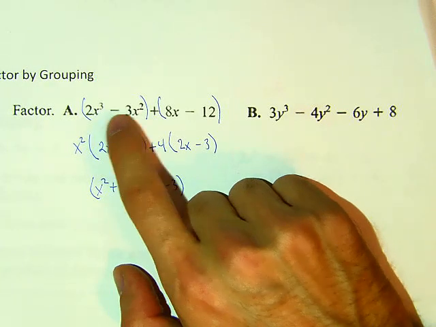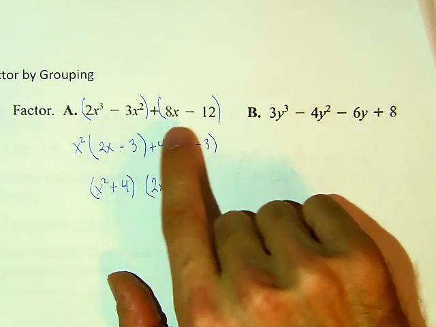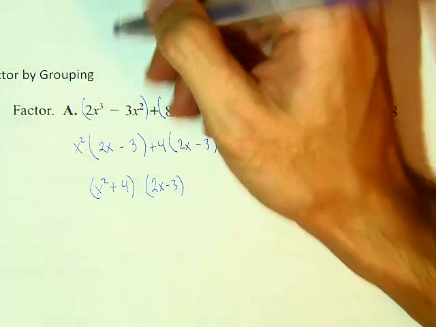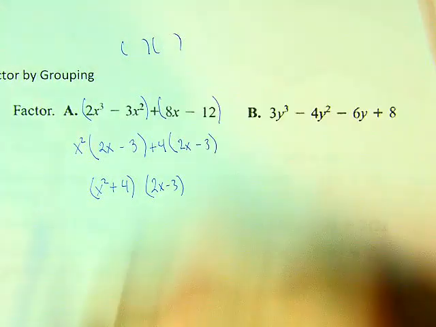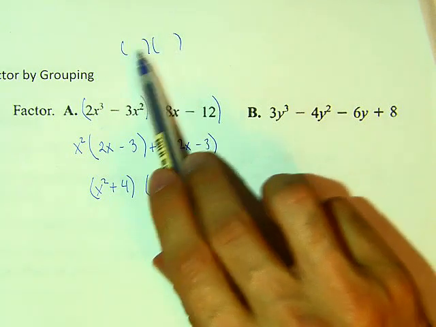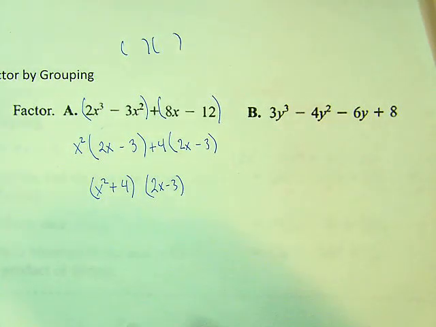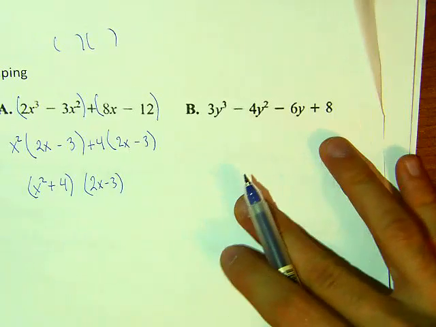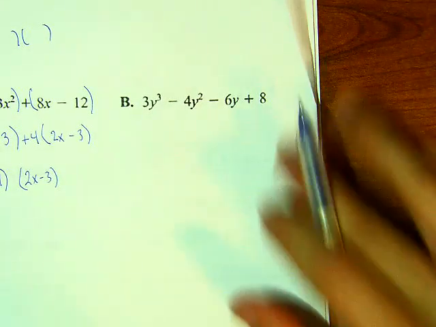You have this polynomial, and you want to put it into two binomials. You have this polynomial, 4 terms, and you're going to put it into two binomials. All right? Now let's look at this one. Let me move this. Okie dokie.